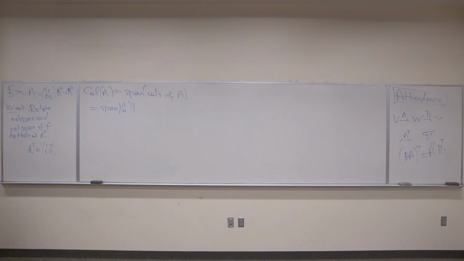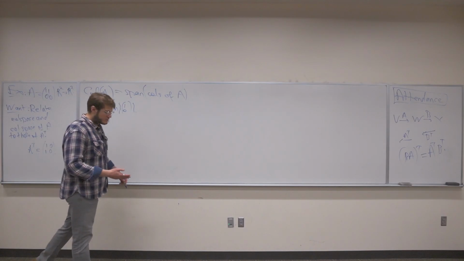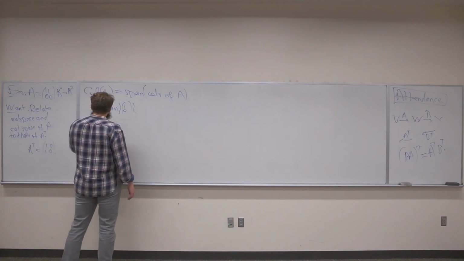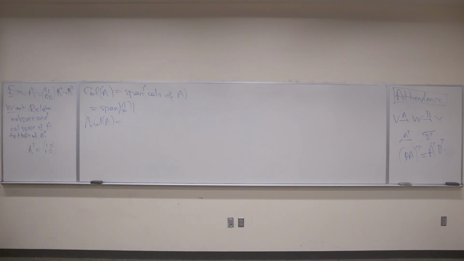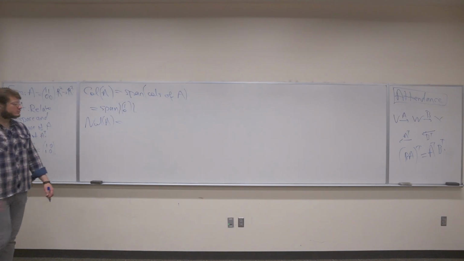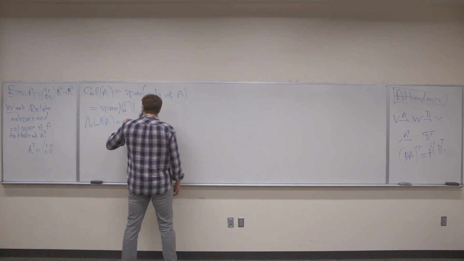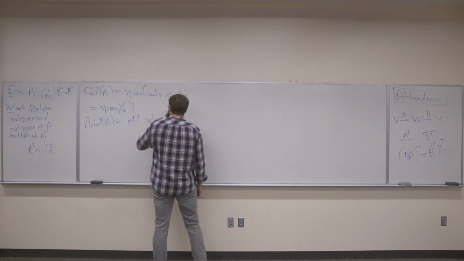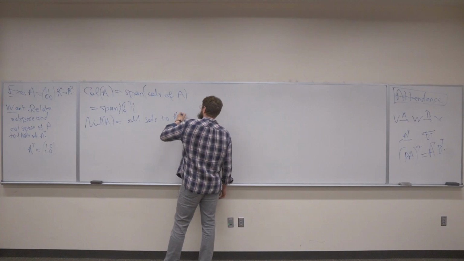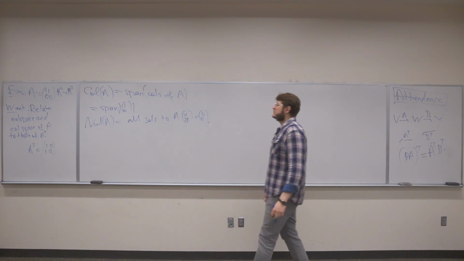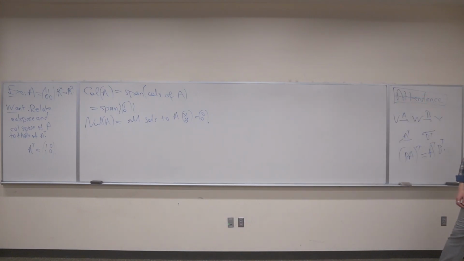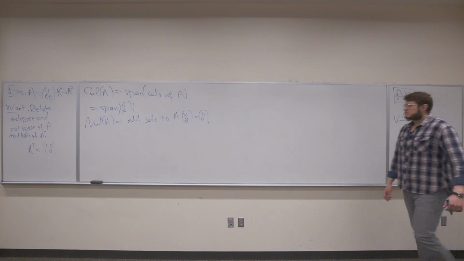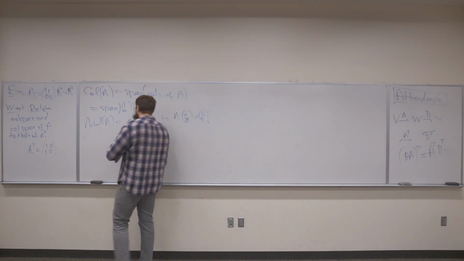What was the null space of A? The null space of A, by definition, is the set of all those vectors x, y such that A times x, y equals 0, 0. All solutions to A times x, y equals 0, 0. When I do this multiplication, in the first row I get x plus y. In the second row, I get 0. So this just gives me x plus y equals 0.